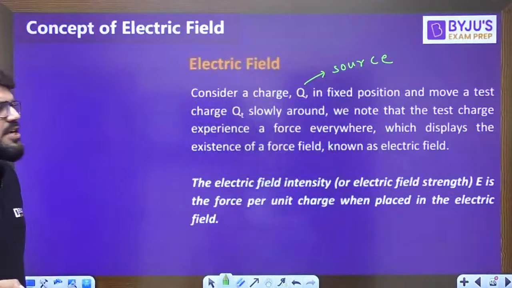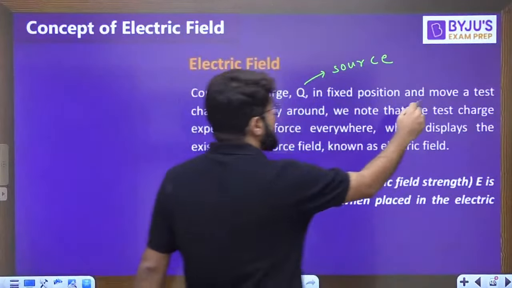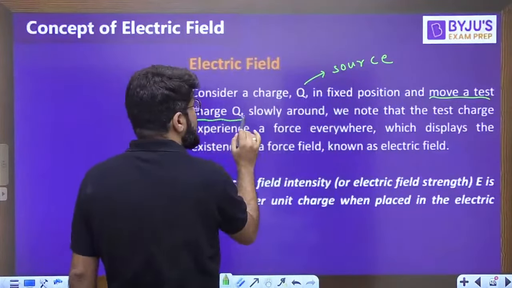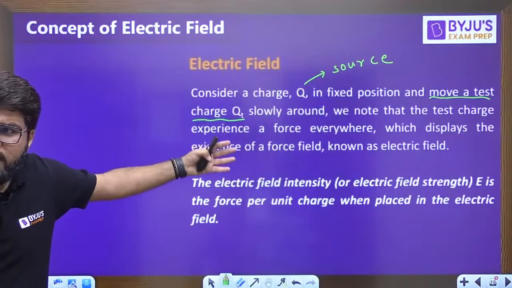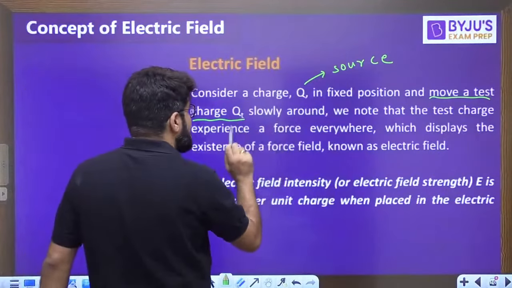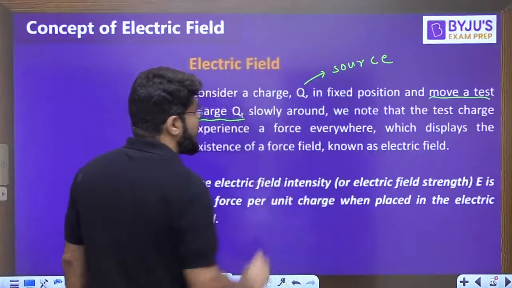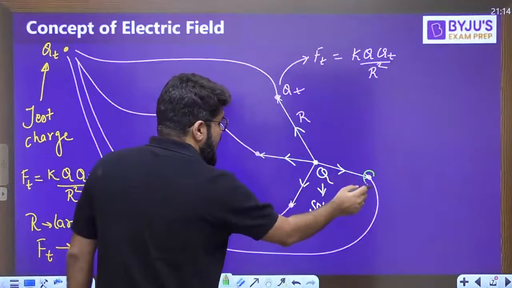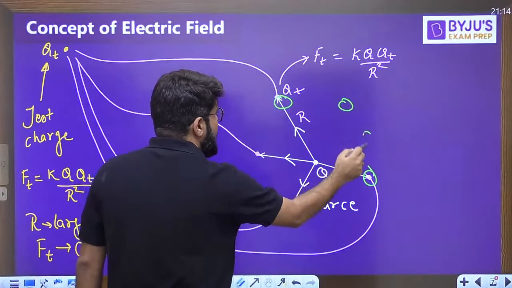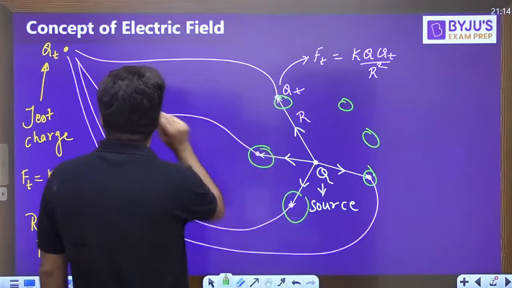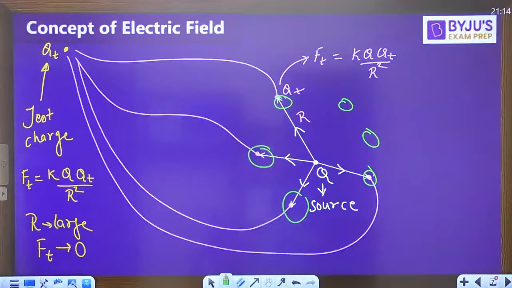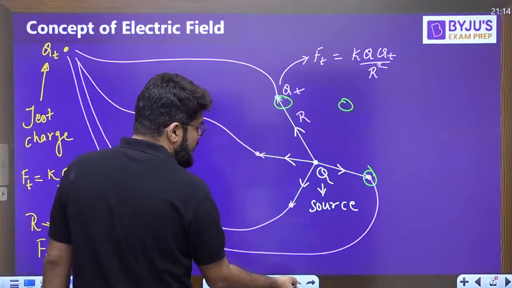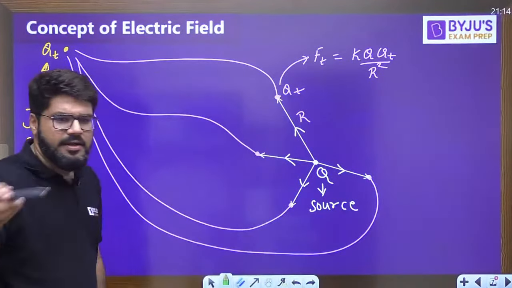And I am moving a test charge. I move a test charge qt around q. We observed that the test charge is experiencing a force everywhere. Where is it experiencing a force? At this point, anywhere you bring the qt around q, it will experience a force. That means it has entered the electric field of q.